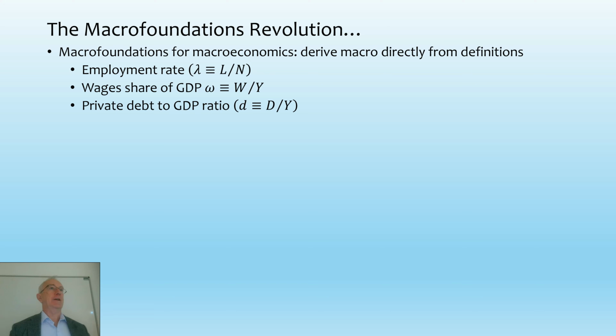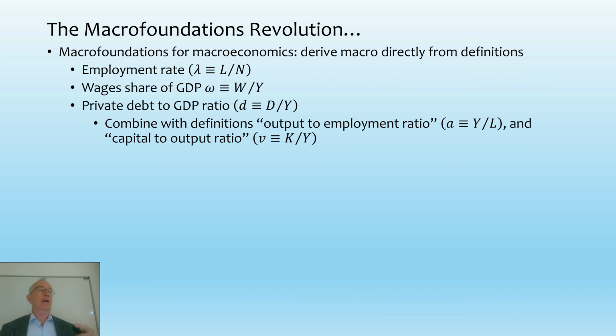And I bring in the private debt to GDP ratio, which is not something neoclassical economists think should be part of macro. They're wrong. I'll show you that later, but I'll bring that in as well. And that is obviously simply the level of debt divided by GDP. Now, I need 2 more definitions to get anywhere. So I define the output to employment ratio, which we normally call labour productivity, and I'll slip into the same jargon at some points. But in my opinion, it's not labour productivity at all. It's, strictly speaking, the ratio of output to employment.